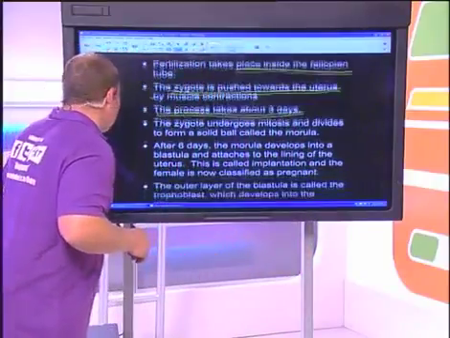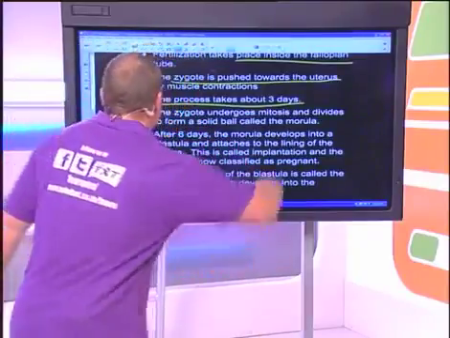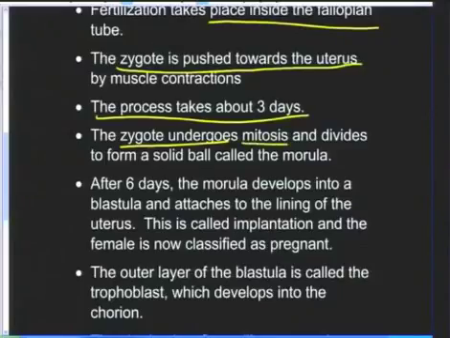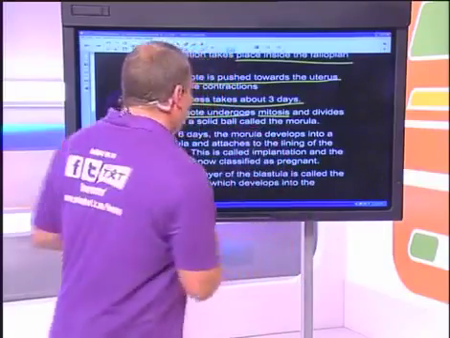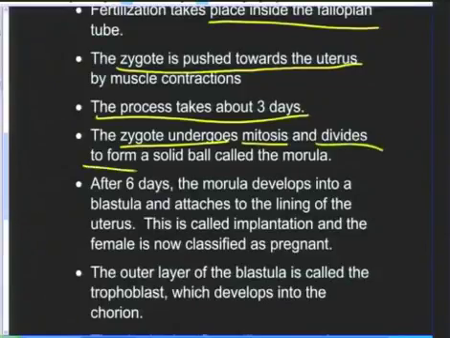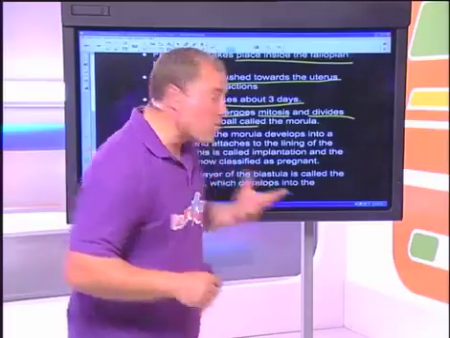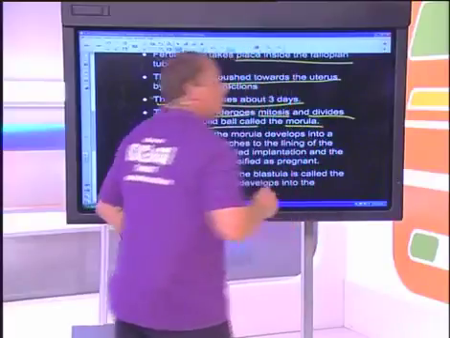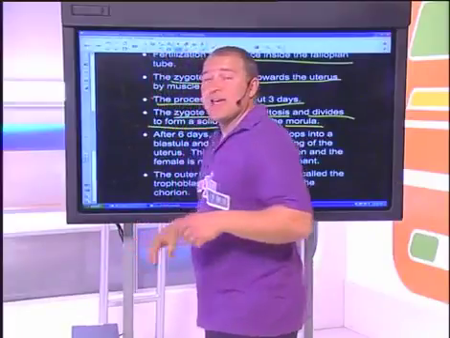Now, here we go. The zygote undergoes mitosis, not meiosis. Please don't get confused. It divides into a solid ball of cells called the morula. Big words. Morula. Now, guys and girls, you need to know these words, because these are the important things. They need to know the process of how this happens. It's a big process.